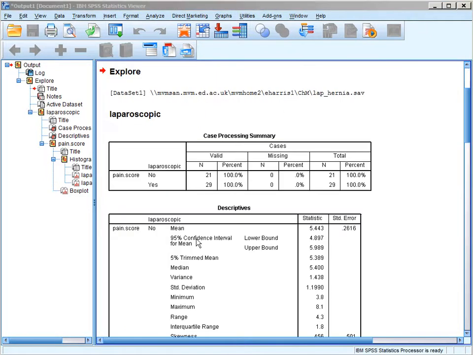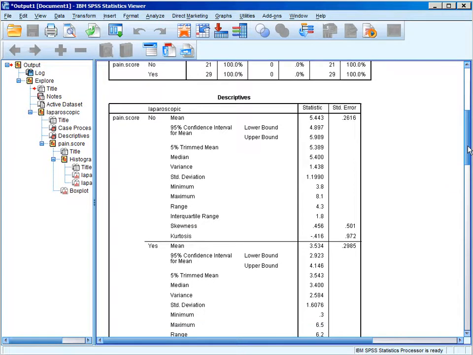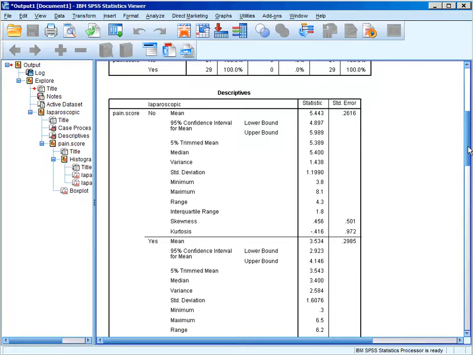The Explore function gives you the basic data first of all. So now we have laparoscopic yes and no, and pain score. We can see the numbers in each group and whether any are missing in each group. The descriptives give us means, confidence intervals, standard error of the means, things we should all be familiar with now, but split between the two different groups, so the no group and the yes group.